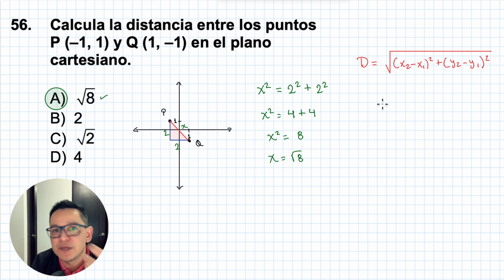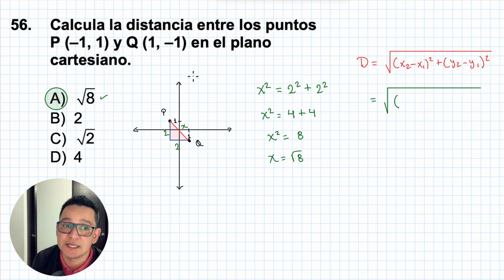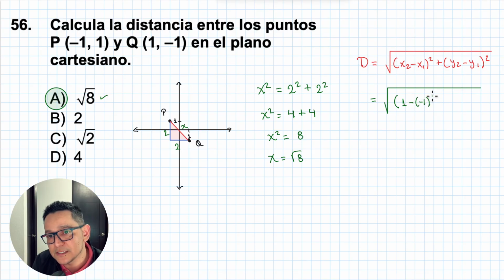And honestly, it doesn't matter which one you choose as point 1 and which one you choose as point 2. It makes no difference. So let's just substitute then. So I have x2. What would x2 be? Well, the x from point 2, which is 1. We put minus x1. What is x1? The x from point 1, which is minus 1. I'm going to use double parentheses to separate the negatives. Here it says it's squared.